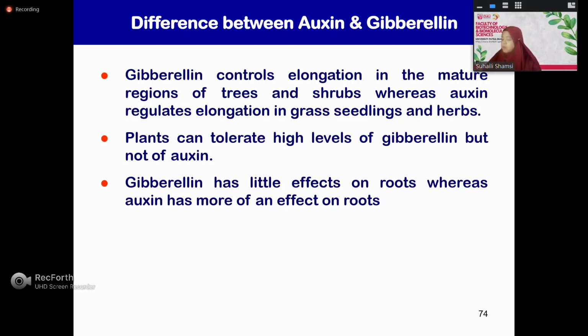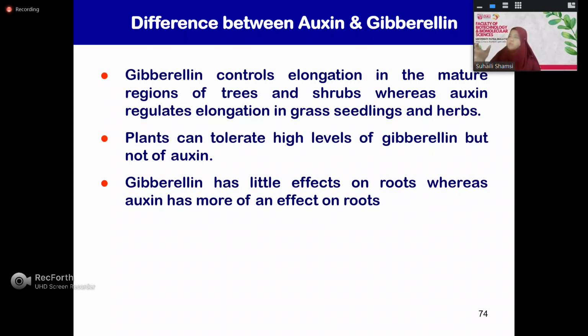So remember, auxin is only needed at low concentration in the shoot tip and also in the growth of roots. If auxin is in high concentration, the effect would be reversed, right? Instead of supporting growth, it will not support growth. Gibberellin, on the other hand, has little effect on roots, whereas auxin has more of an effect on roots itself. So these are the differences between auxin and gibberellin.